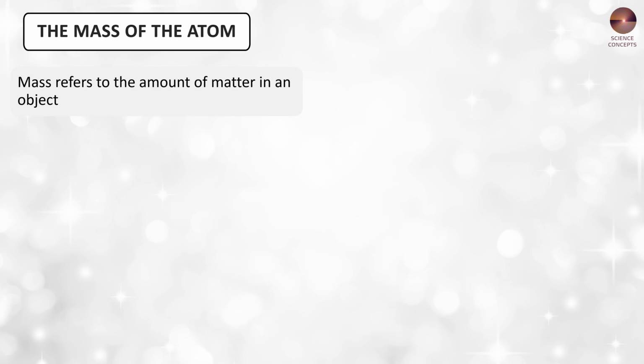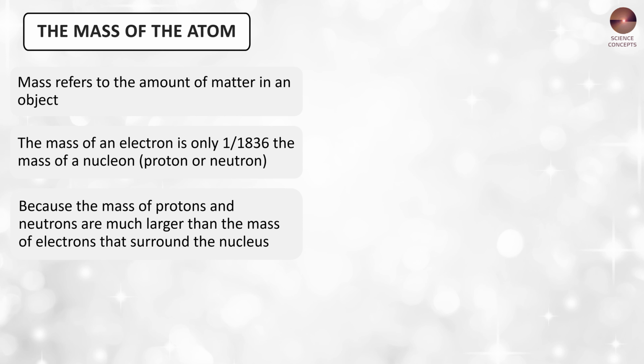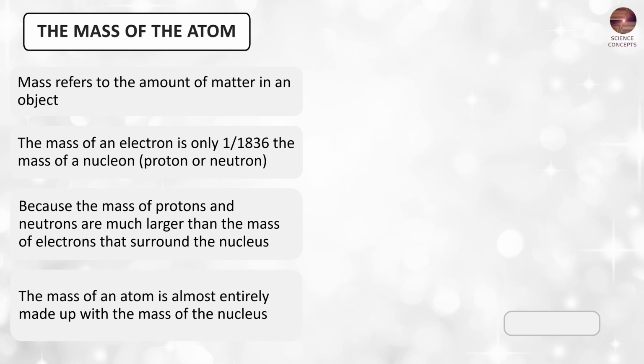Mass refers to the amount of matter in an object. The mass of electrons is only 1 over 1836 the mass of a nucleon, which is a proton or neutron. Because the mass of protons and neutrons is much larger than the mass of electrons that surround the nucleus, the mass of an atom is almost entirely made up of the mass of the nucleus.